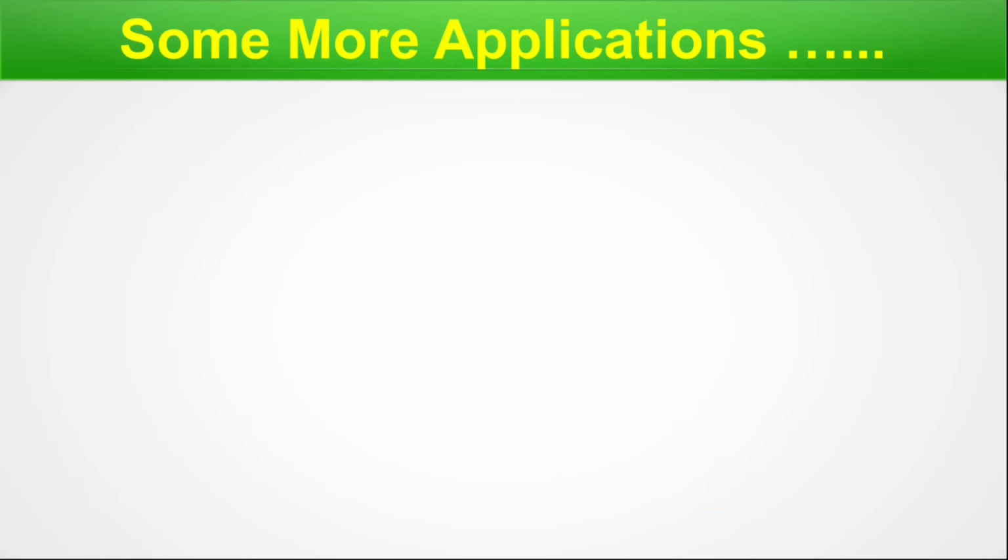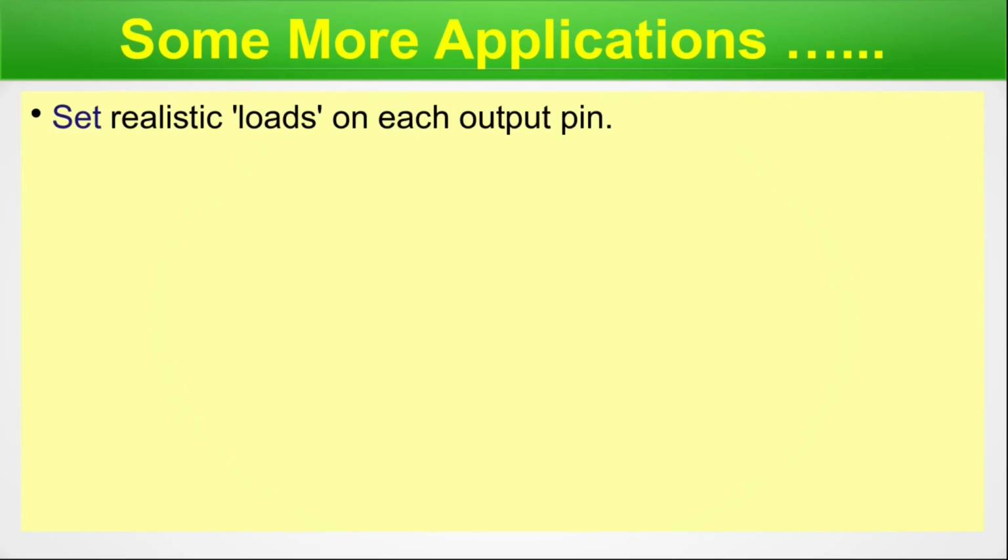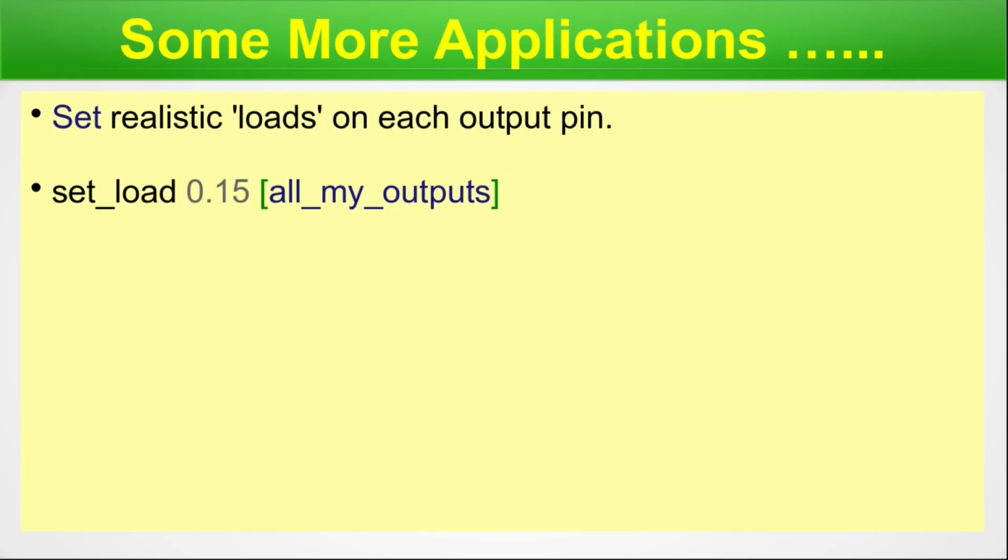Some more applications. Apart from the timing, we can do something more with the design constraints commands. Let me show you how. Set realistic loads on each output pin. Set load 0.15 to all my outputs. This is how we can also add a load value.